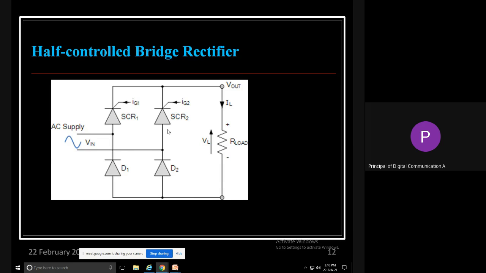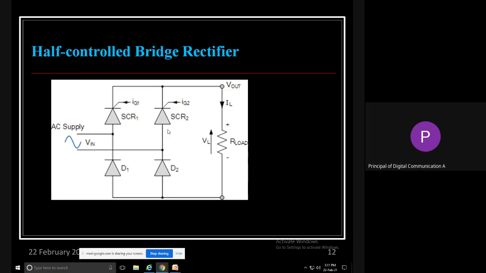The working is the same, the output waveform is also the same, but here a few changes in the explanation. So what is this particular change in the explanation? It is nothing but the impact of gate current. So if you are looking at the gate current, as the two SCRs are there, we have to give the gate current to these two SCRs only and not to D1 and D2.